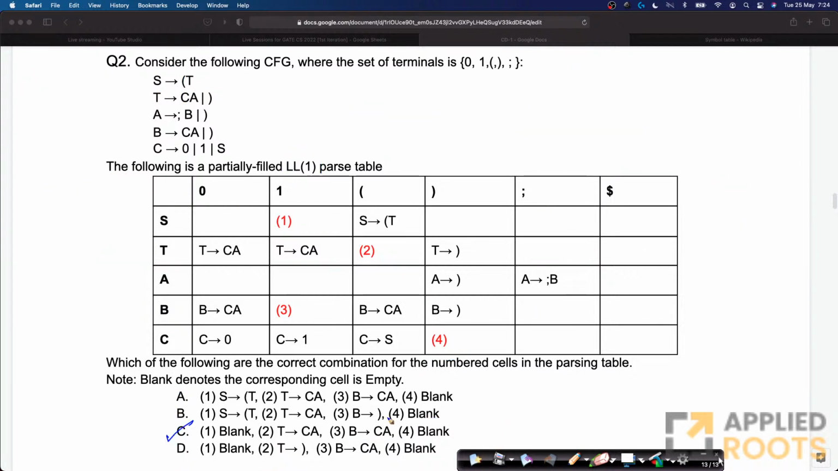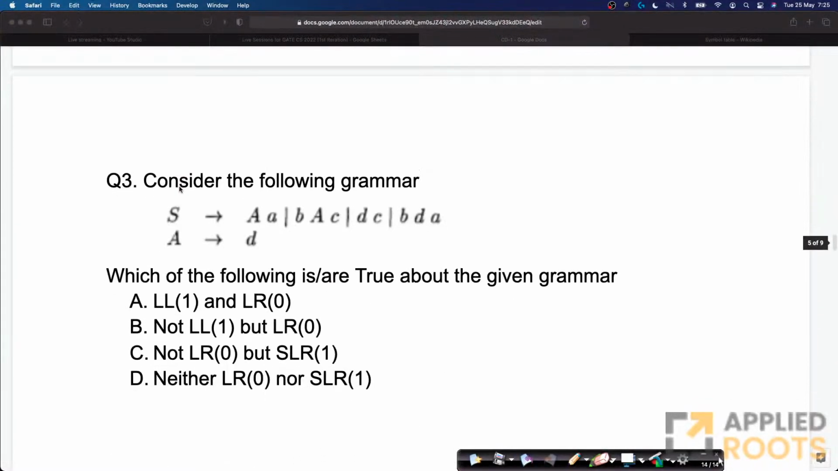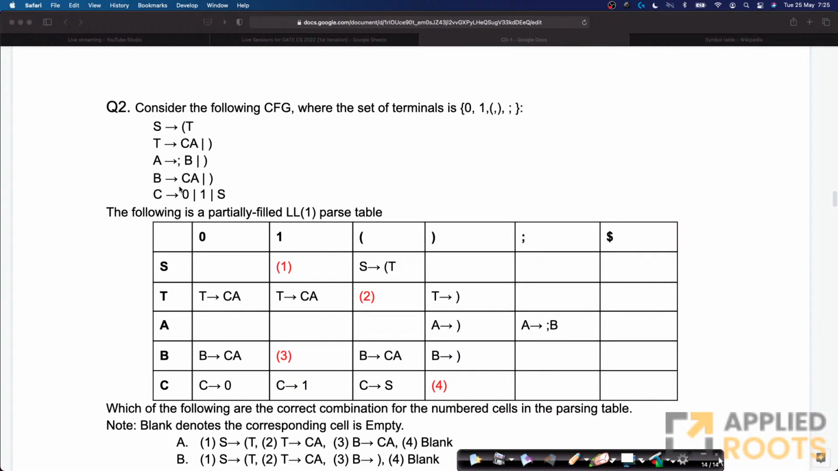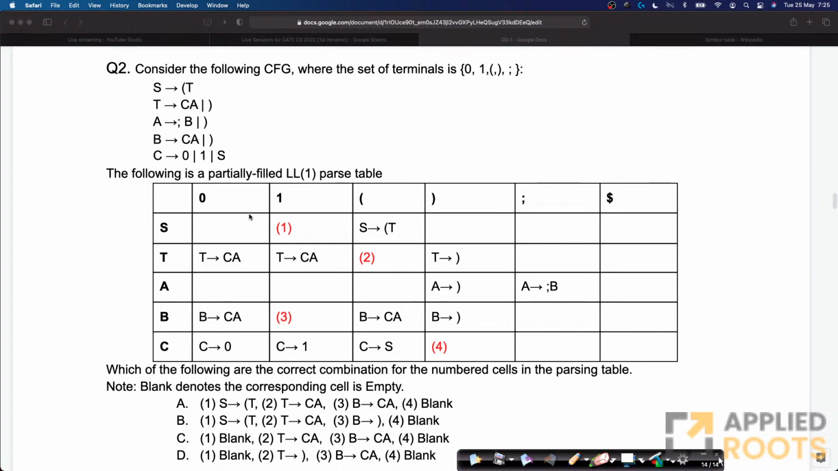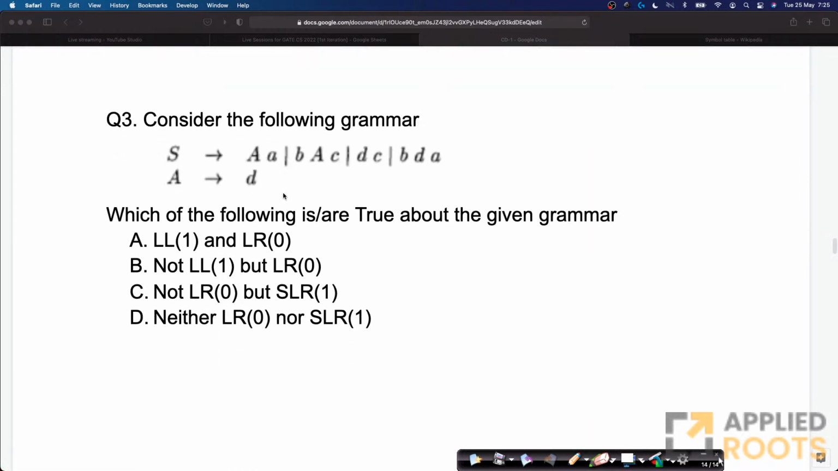So the answer here is C. Very simple. If you know how to build an LL1 parse table, it's straightforward. Cool. So let's go to the third question. Again, just before that, this second question is sort of an easy to medium problem as far as GATE is concerned, and most of you can get 2 marks if this is asked for 2 marks, right? So here comes a more interesting problem. This is the third problem of the day.